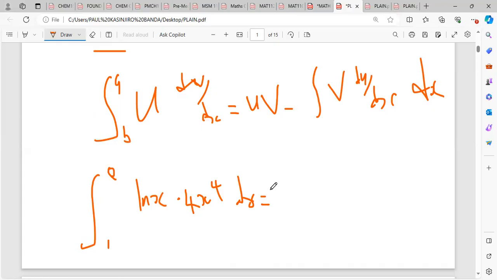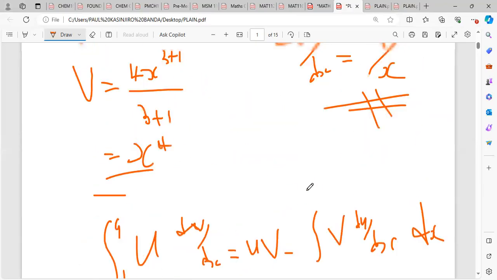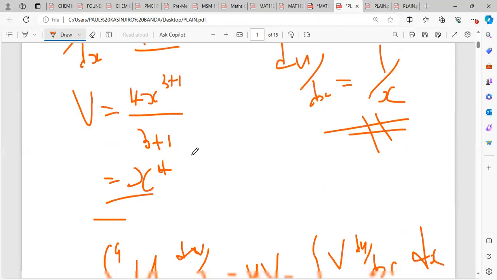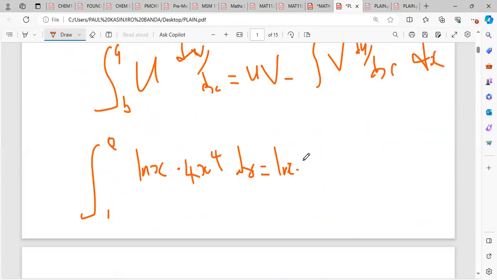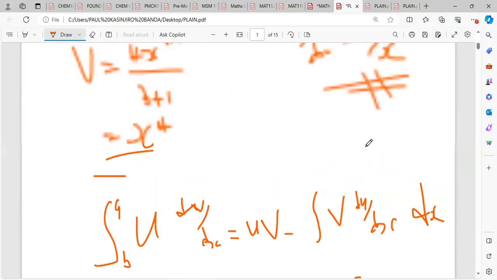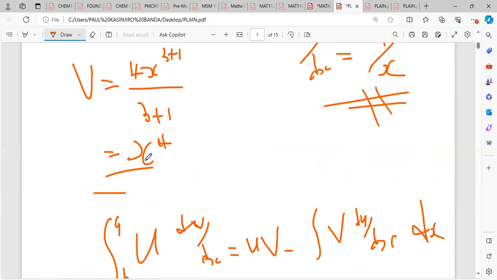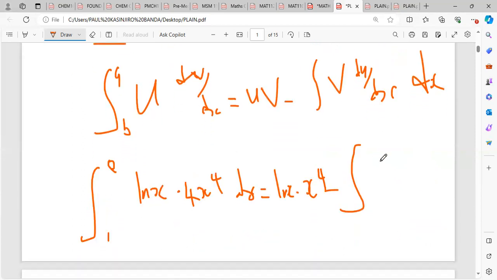what do I have here? I have my u, okay, my u is ln x, multiplied by my v. Where is my v? My v is x to the power 4. So x to the power 4, minus the integral of v. What is my v? You go back and check. Your v is still, yes, x to the power 4.